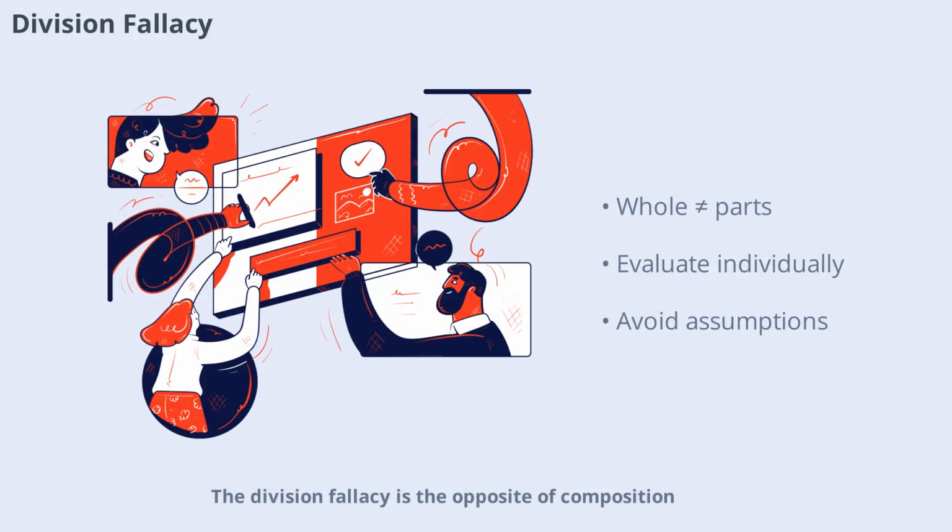Division fallacy is the opposite of composition. It assumes that what's true for the whole must be true for its parts. For example, the team is excellent, so every player must be excellent. This isn't always the case. It's important to evaluate each part individually rather than assuming they share all the same qualities as the group.